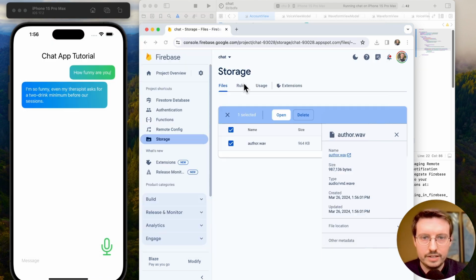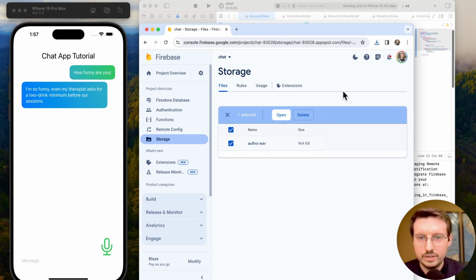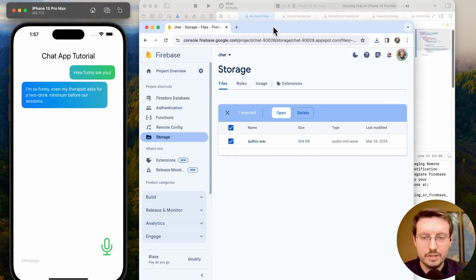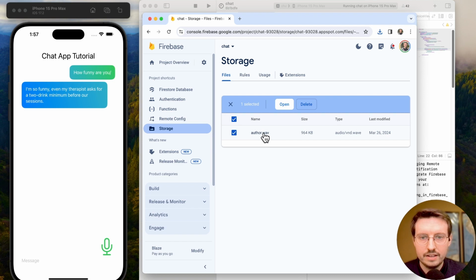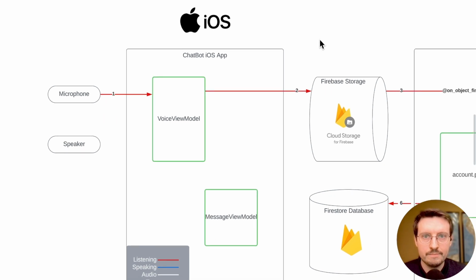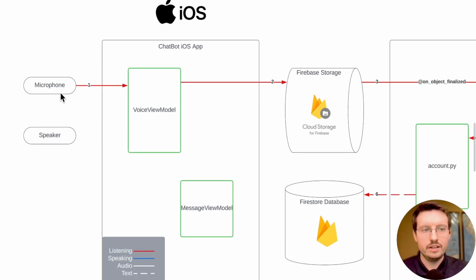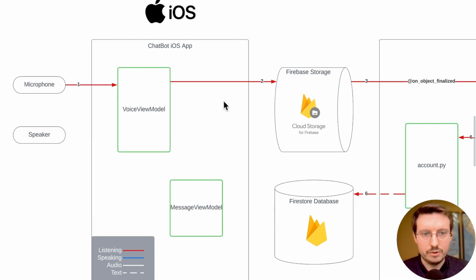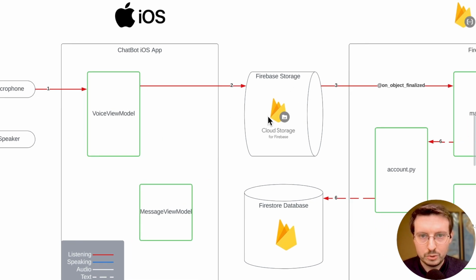And there you can see that it actually did record my voice, at least through the simulator, and it saved the file into Firebase storage. So if we go back to our design here, we have recorded the audio on the microphone, saved it to a file using the voice view model, and stored it into Firebase storage.